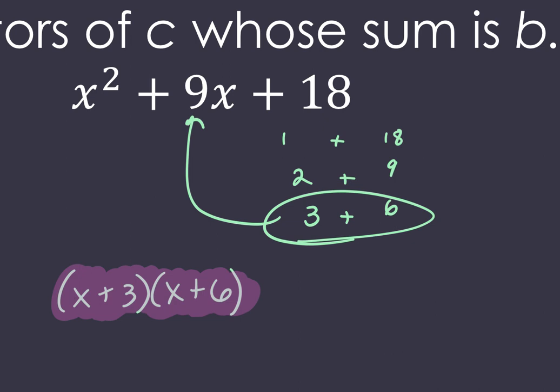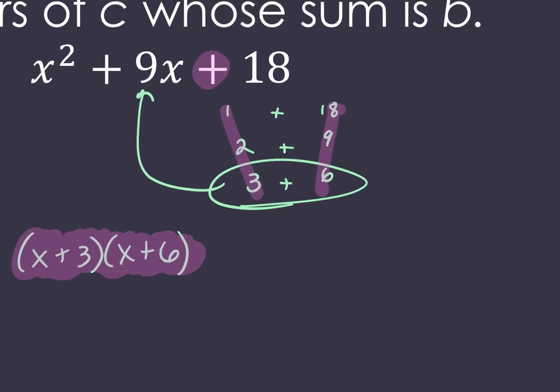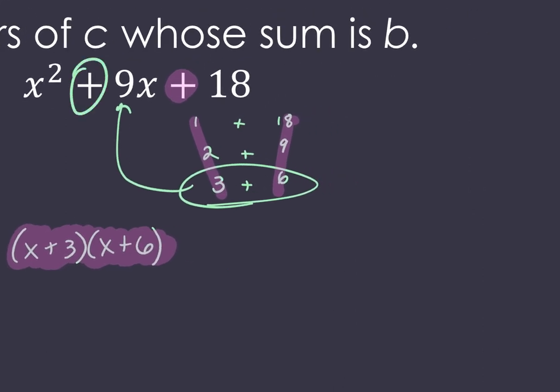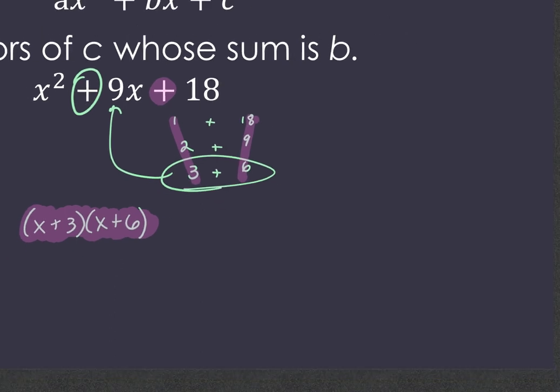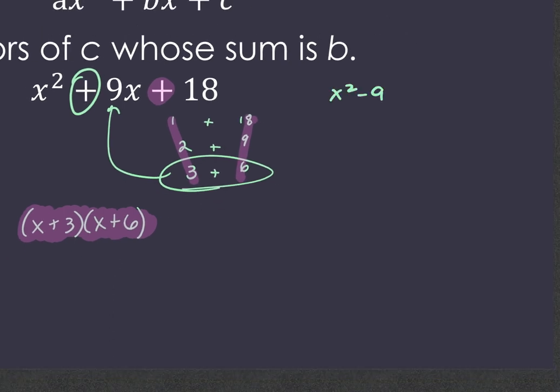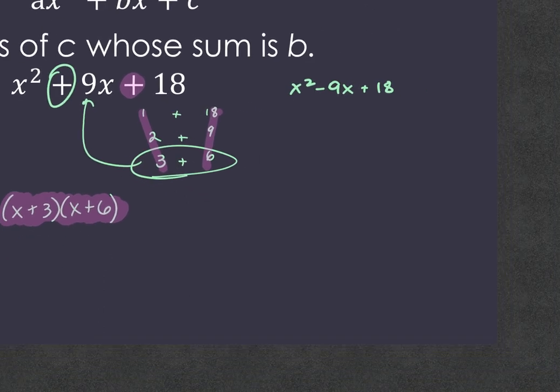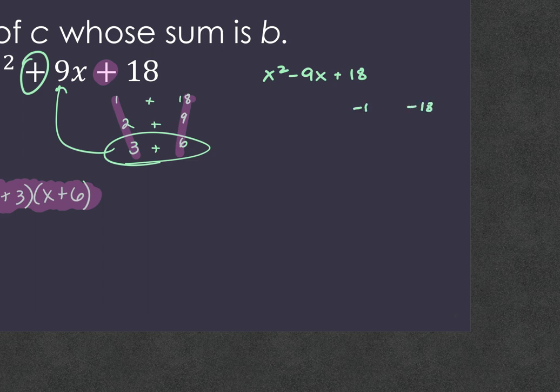As you get better at it, you don't necessarily have to write out all those combinations, but for now we're writing them out. When you have a positive at the end, these are all going to either be both positive or they could both be negative, and that's when you look at that middle sign. If it's a positive and a positive, everything's going to be positive. If it's a positive at the end but a negative in between, so if it had said x squared minus 9x plus 18, then all my factors would have been negative.